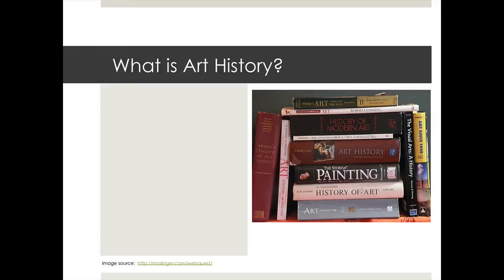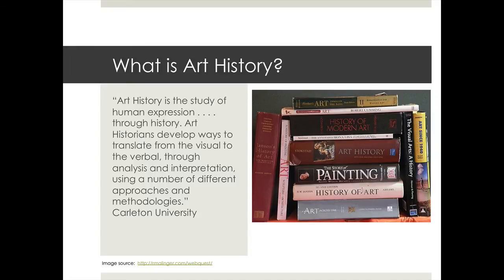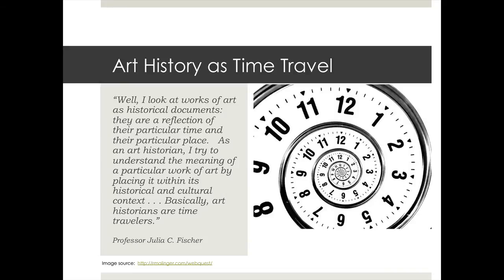Now, what is art history? Here's a definition from Carleton University. Art history is the study of human expression through history. Art historians develop ways to translate from the visual to the verbal through analysis and interpretation, using a number of different approaches and methodologies.